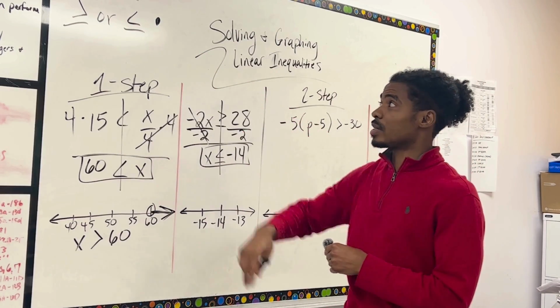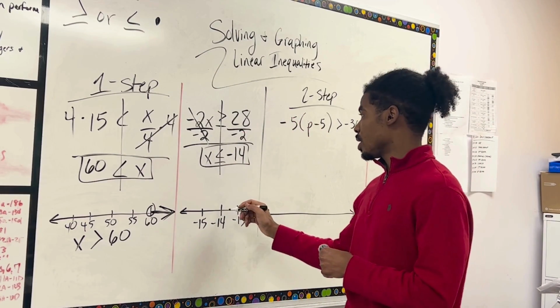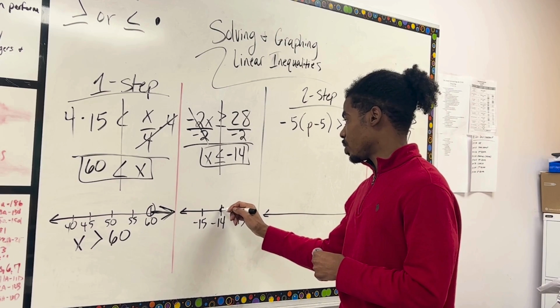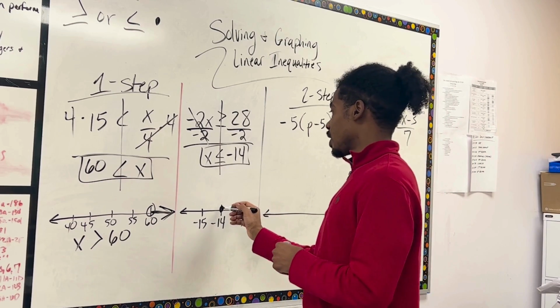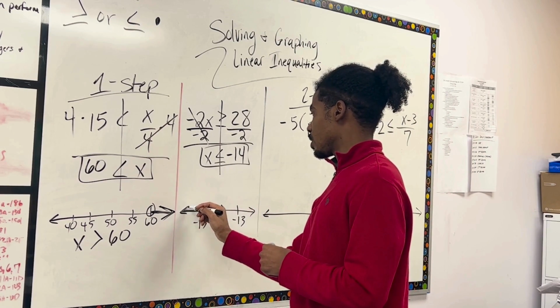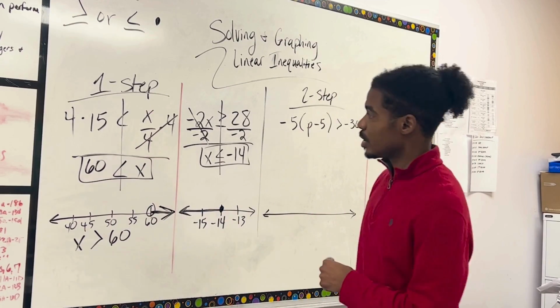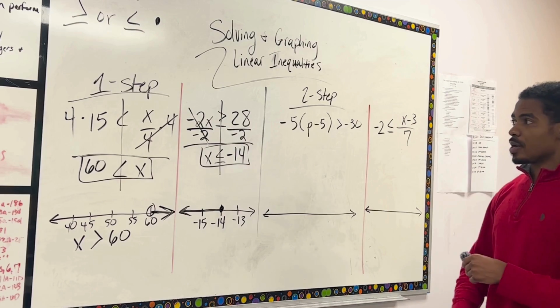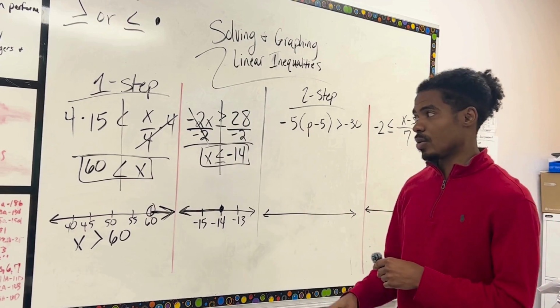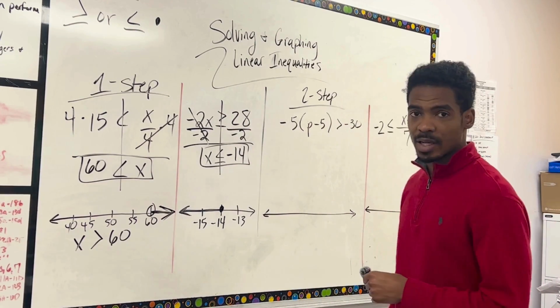Which means that my circle would be open. So that would be an open circle. Then I would shade everything to the left. So that's how I would solve and graph just some basic one-step inequalities. Okay, how do you feel about that?